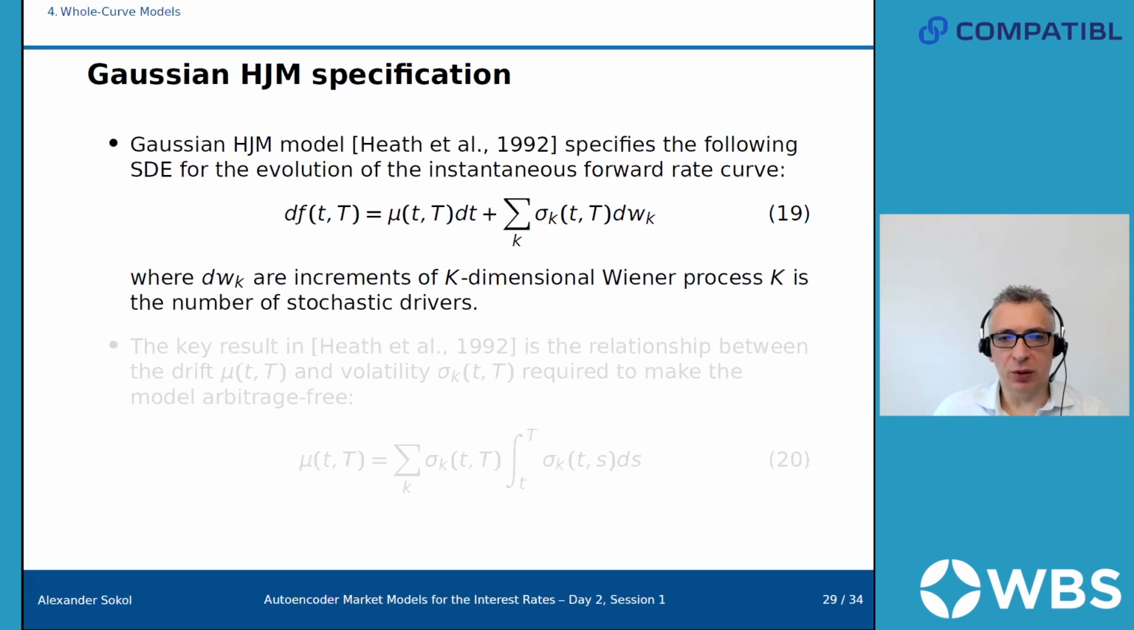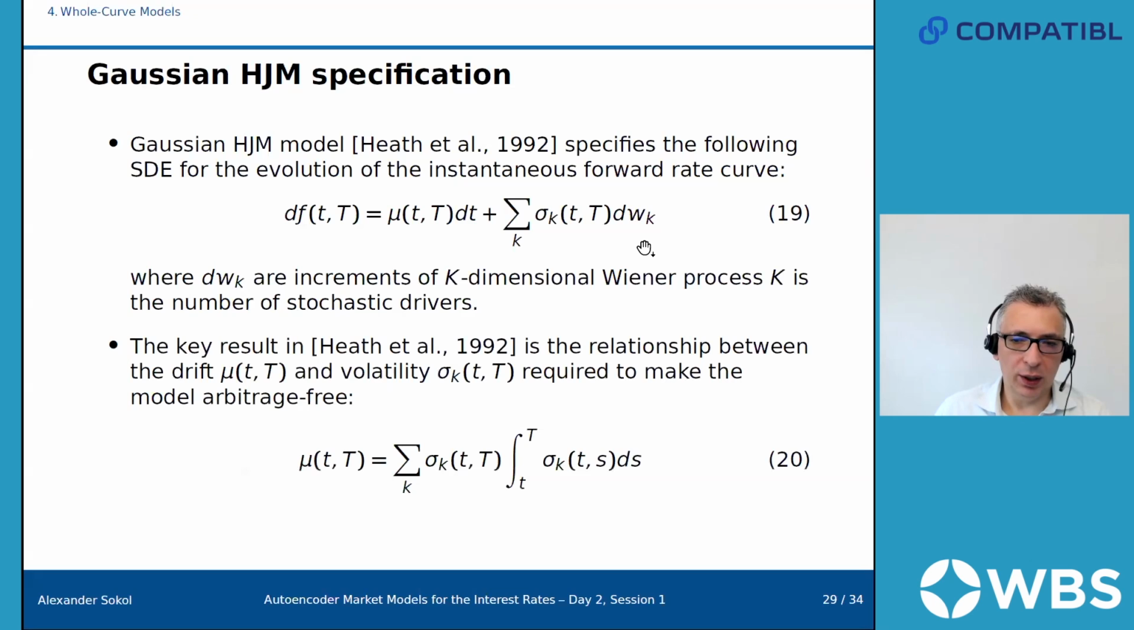Right, so the Gaussian HJM model, which is actually the first arbitrage-free model for the forward curve, specifies the following stochastic differential equation for the forward rate curve evolution, where there are k stochastic drivers, each having a volatility that depends on T small and T capital as well. And the drift term is actually the convexity.